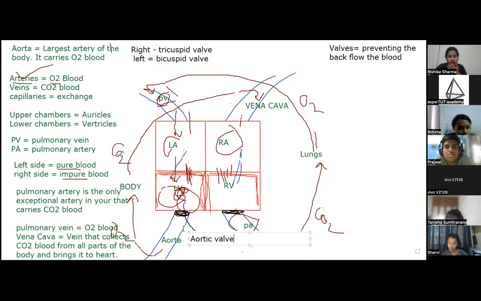Okay, so the valve between the aorta and the left ventricle is the aortic valve, and the valve between the pulmonary artery and the ventricle is the semilunar valve. Okay, so these valves and the upper part of the body and the lower part of the body we will discuss further in the next class. Is it okay? I will try to share the PDF of this much in proper written form with proper diagrams so that you may understand better. Okay.